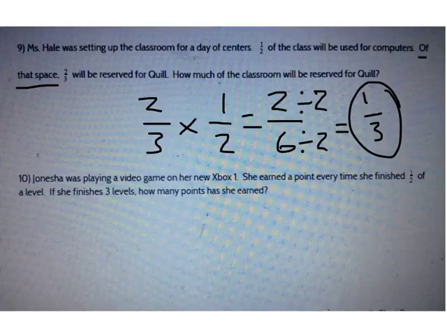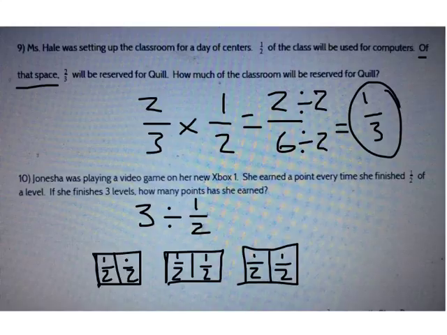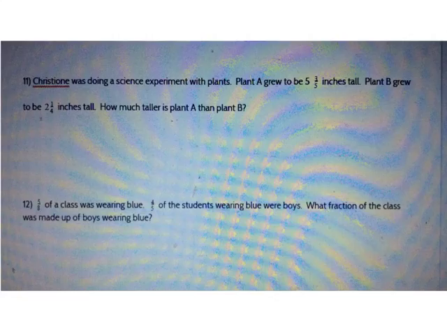What operation should I use to solve this problem? I'm going to use division. I'm splitting 3 levels into groups of 1/2. Go ahead and draw a model to do 3 divided by 1/2 now. 3 divided by 1/2 is 6. There are 6 1/2s inside of 3. Jonisha would earn 6 points.